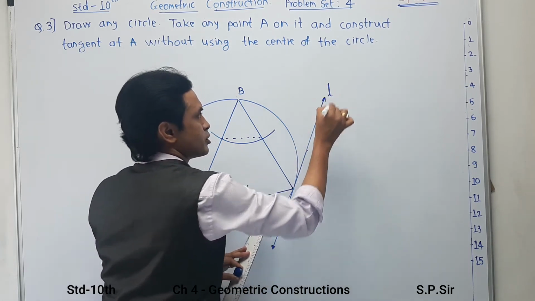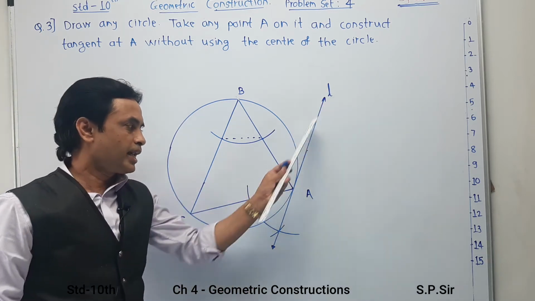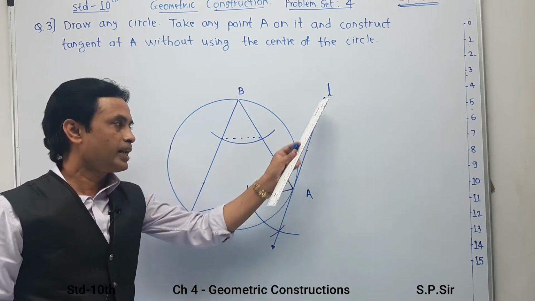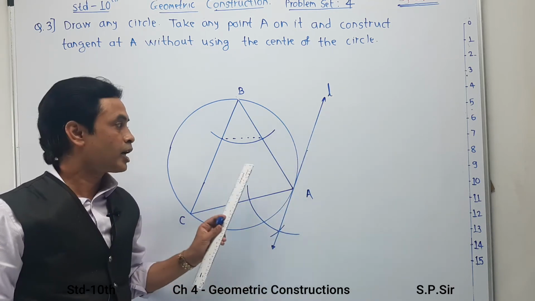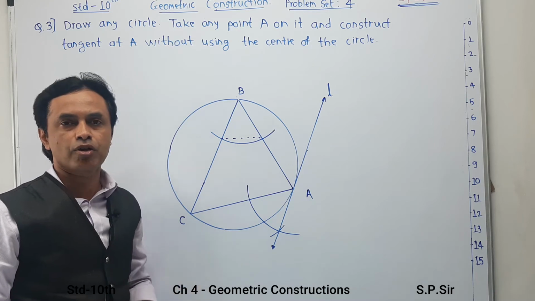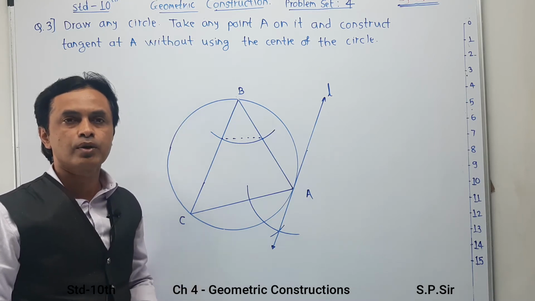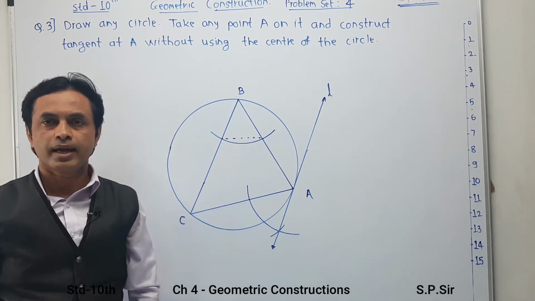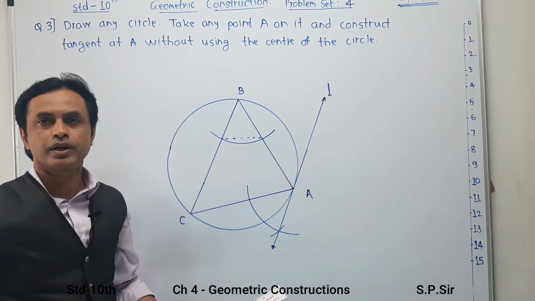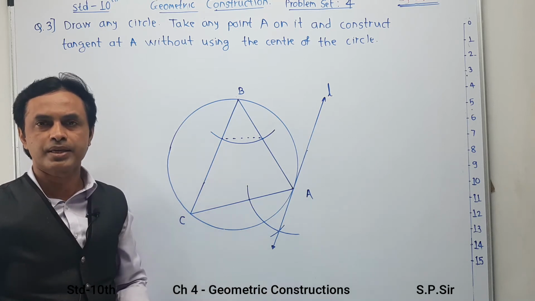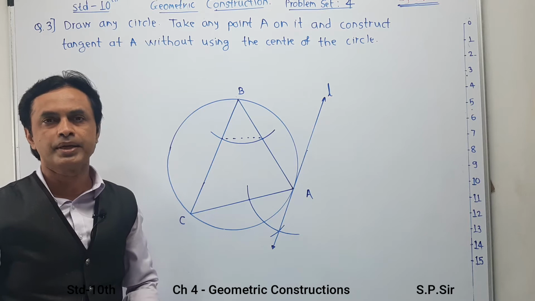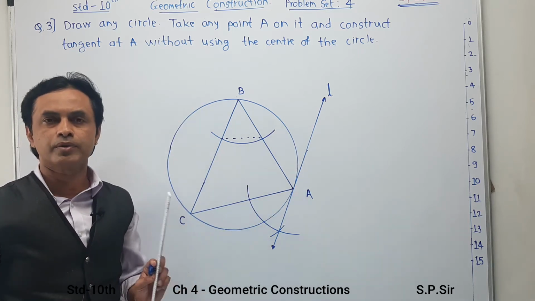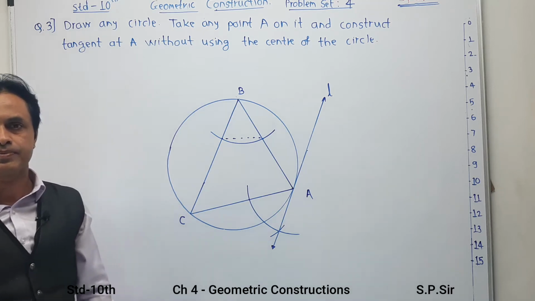Now let us say L is your tangent. Now you can say that L is a tangent to the circle at point A without using the center of the circle. I repeat, without using the center of the circle. In this way you can complete your construction, and with the help of a single pencil, compass and scale you can complete the entire task. I repeat, do not repeatedly overlap any diagram over there. With a simple sketch you can complete it.